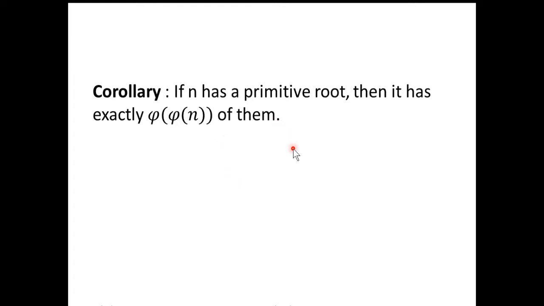If n has a primitive root, then it has exactly phi of phi n primitive roots. So if you want to find how many primitive roots there are, then just find this one, phi of phi n.